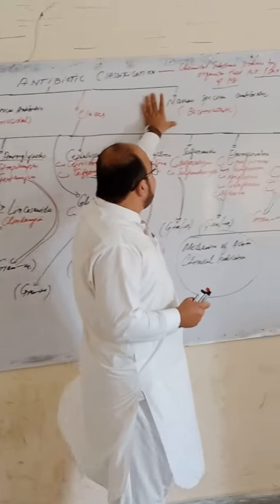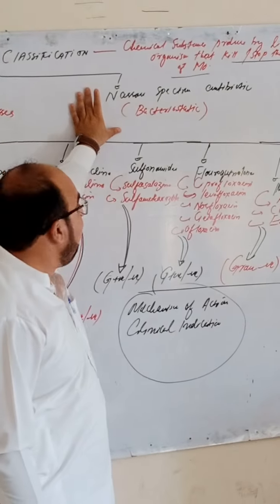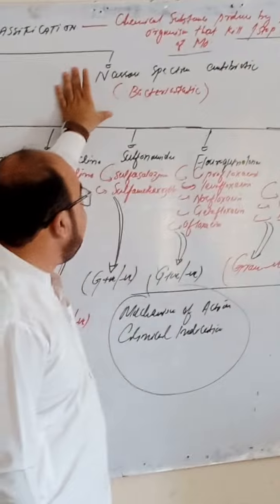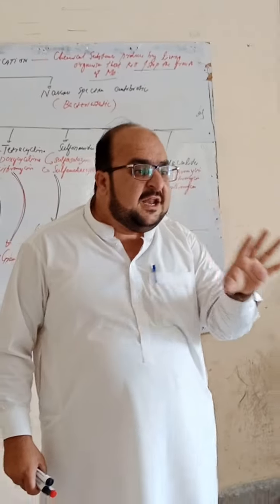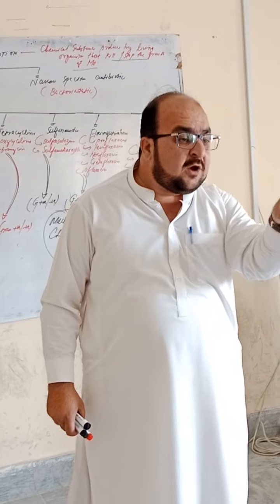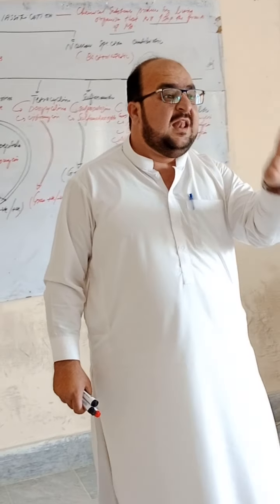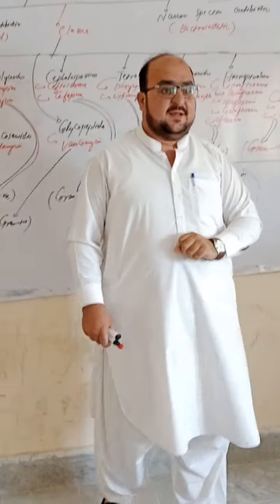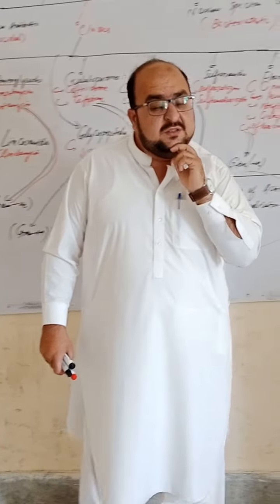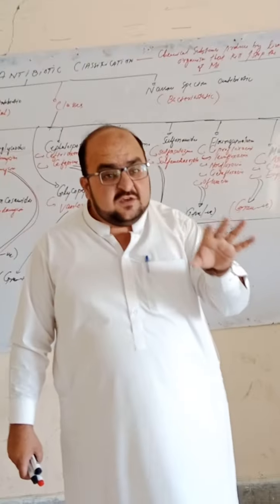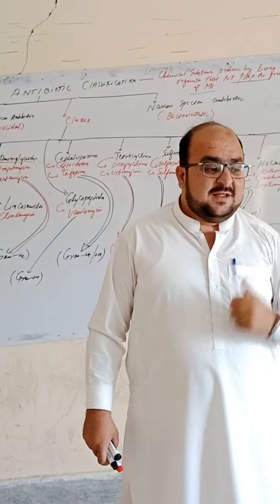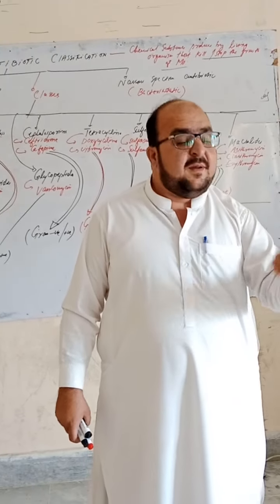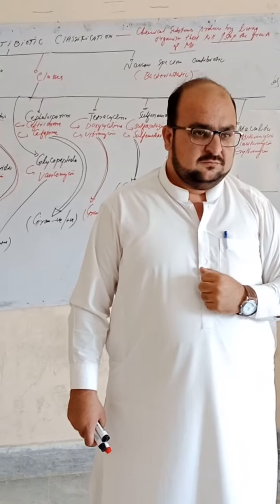The second one is narrow spectrum antibiotics. Narrow spectrum antibiotics are those which can only reduce or stop the growth of microorganisms. So they don't kill the microorganisms. It depends on the condition of the disease. It depends on the condition of the patient, in which condition which antibiotic will be more suitable to treat that patient.